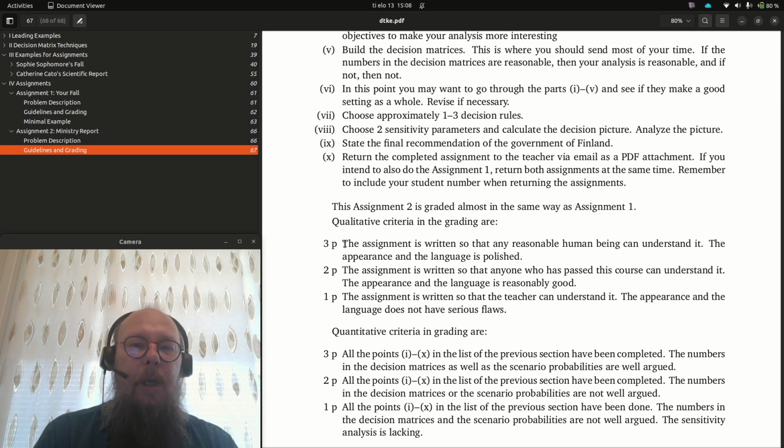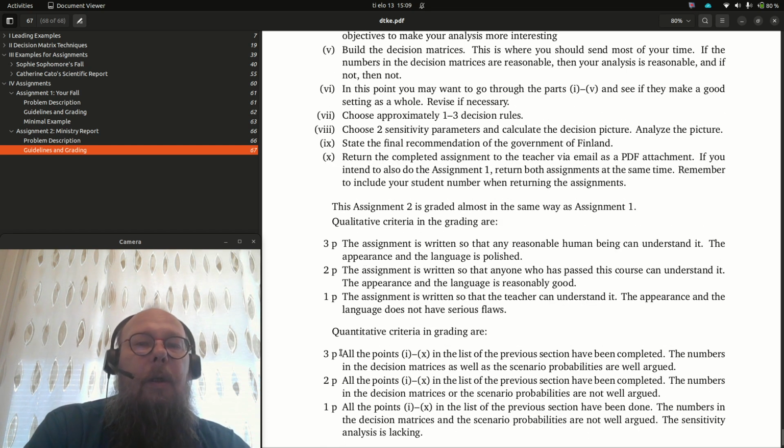2 points. Then it's written in such a way that your colleague, so anyone who has passed this course can understand what's going on, and the appearance, the language is reasonably good. And 1 point, well, then it can be so messy that only I can understand it, but I have to understand it. If I don't understand what's going on, you will not pass. And the appearance, the language does not have any serious flaws.